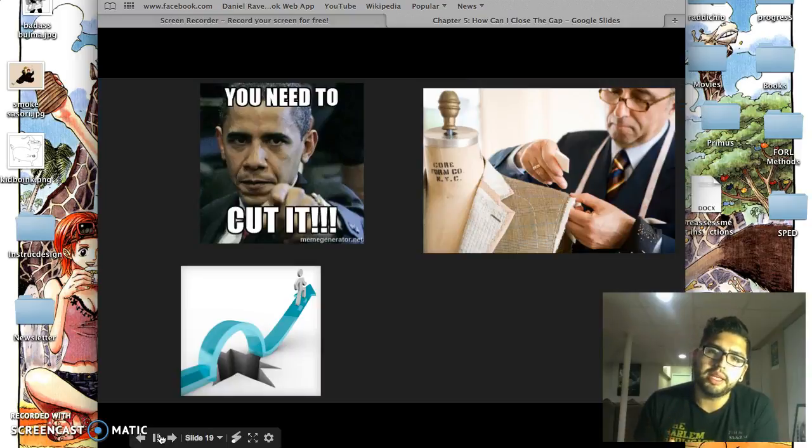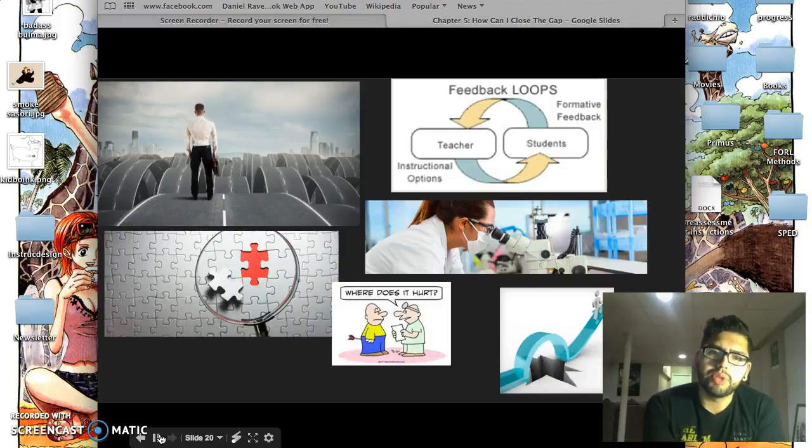So if there are mistakes, you need to cut it. You need to tailor make the instruction in a way that students can avoid these pitfalls and move on to the next step. So what have we learned?